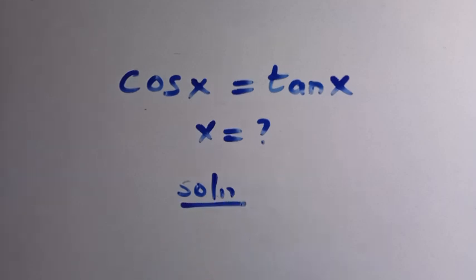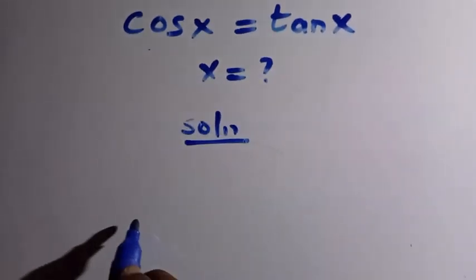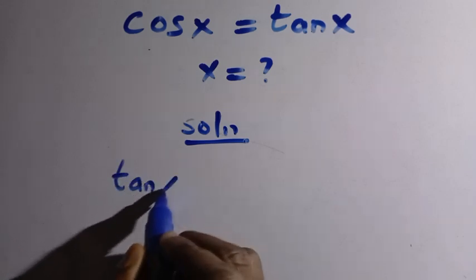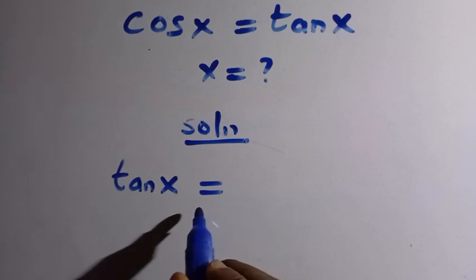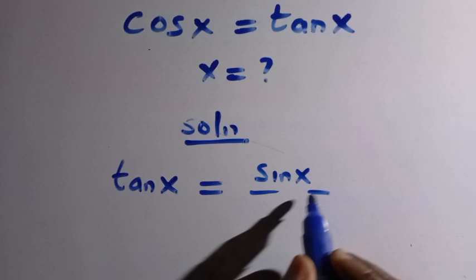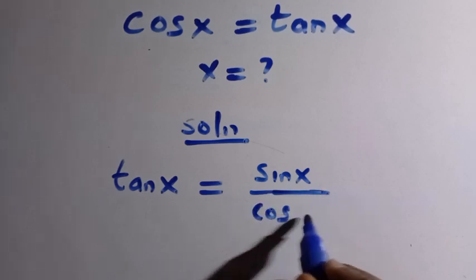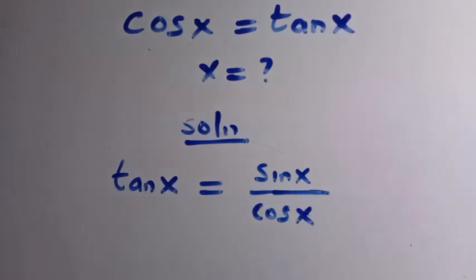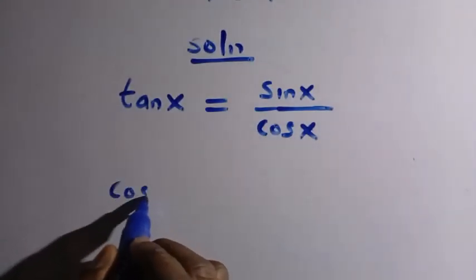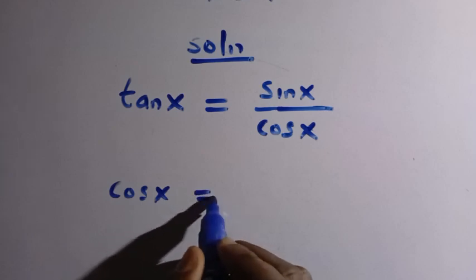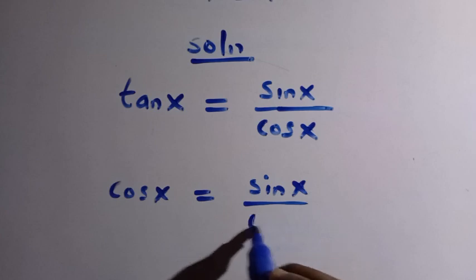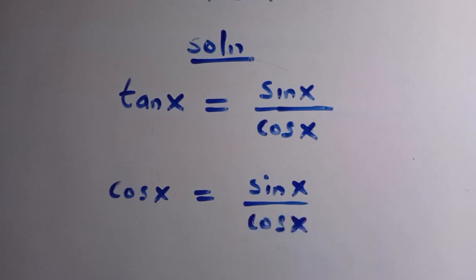So when you consider the solution from the given question, we know from the left hand side, we have tan x. This is a function which is the quotient of sine x and cos x. So having this, we are going to replace it in the question, and we have cos x equals sine x divided by cos x.